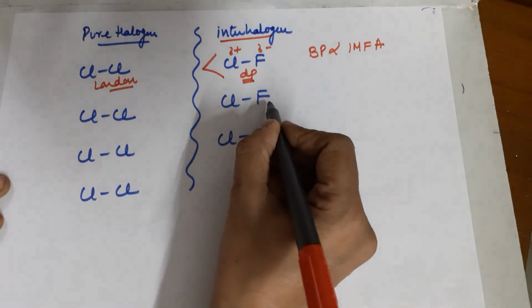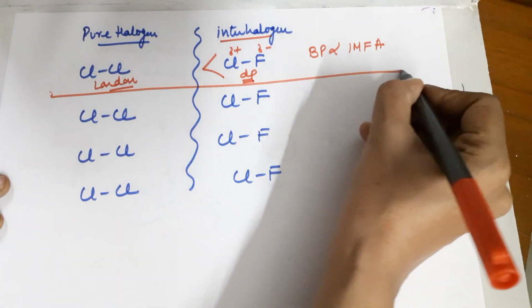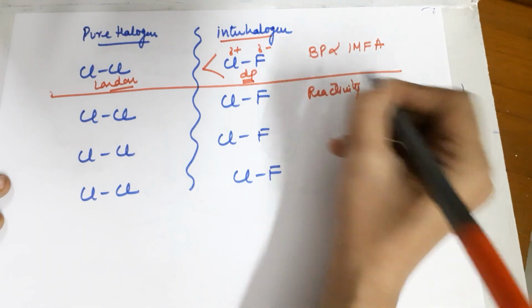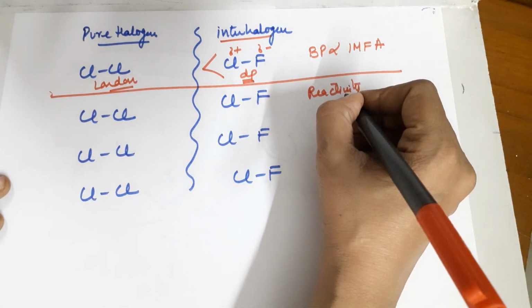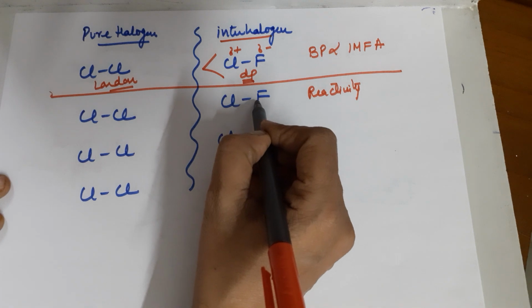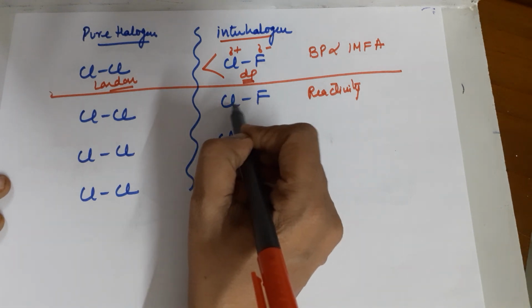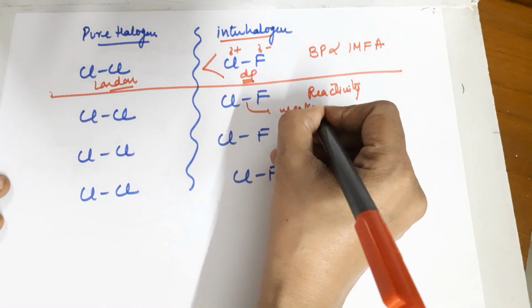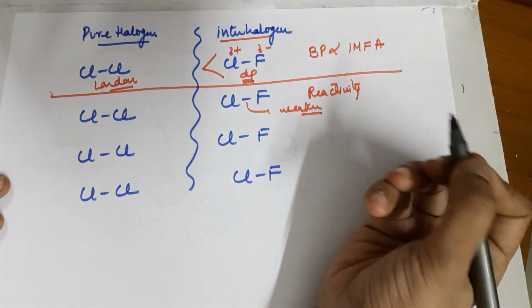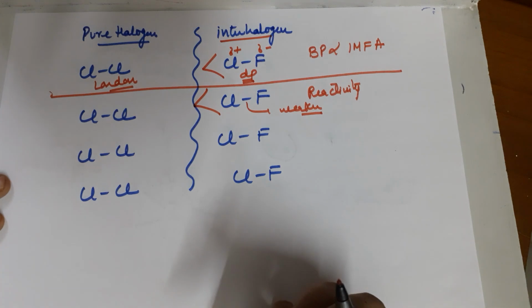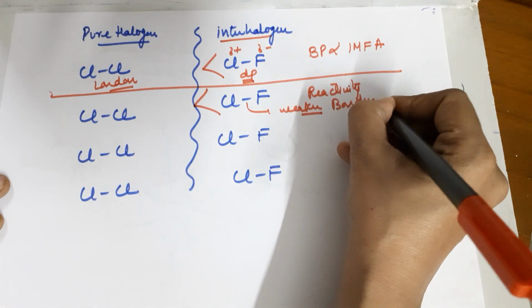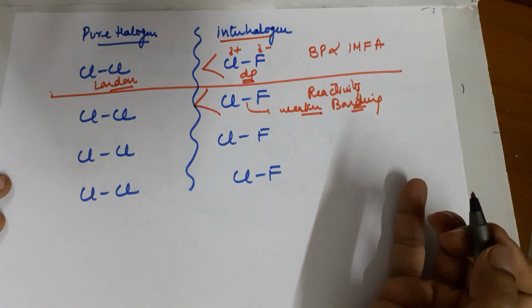Moving to the next, if I want to compare their reactivity: the reactivity is dependent on the weakness of the bond. Here the size is different, so the overlapping will not be easy, not effective. So this bond is weaker. Since it is weaker, it will easily break. So this again becomes more reactive owing to the weaker bonding. And why is the bond weak? Because the sizes of the two atoms are different, so overlapping will not be effective.